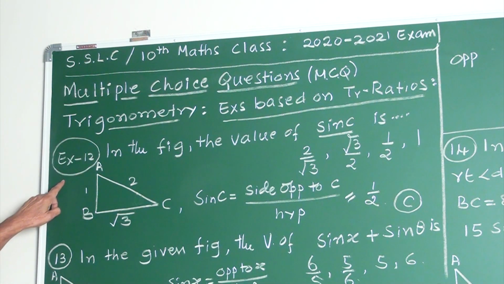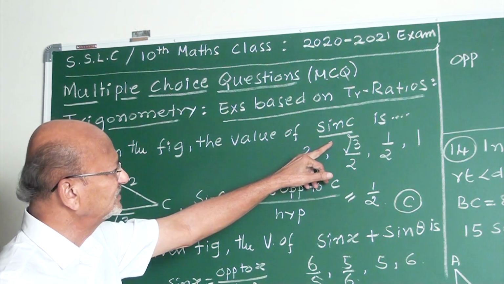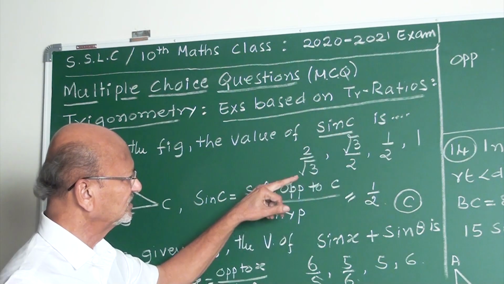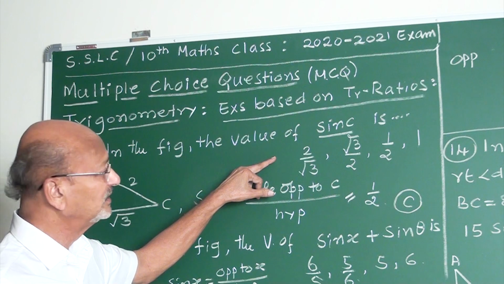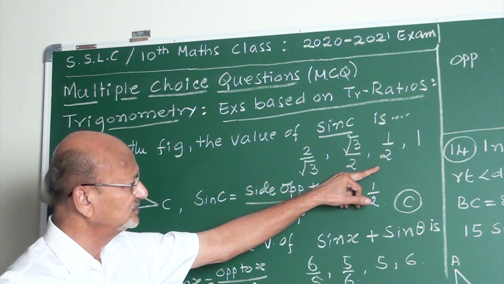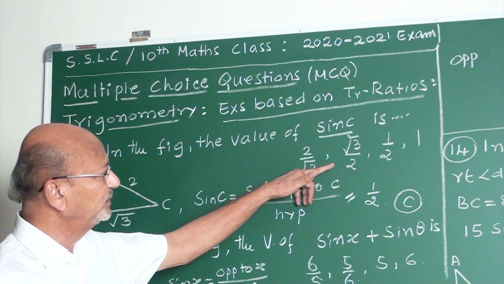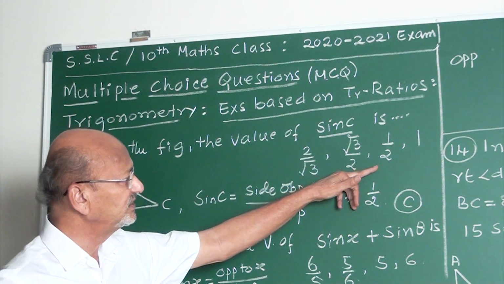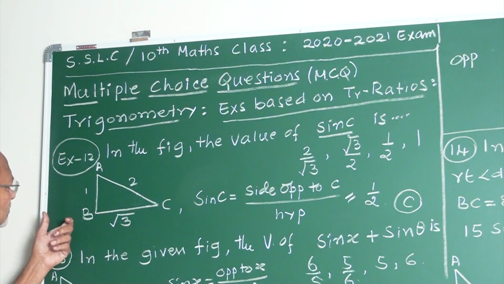Example 12. In the figure, the value of sin C is dash. These are the options. First option A, I have not written that. A, B, C, D. Understood? First is A, second is B, third is C, fourth is D. A, 2 by root 3. B, root 3 by 2. C, 1 by 2. D is 1. This is the figure, my friends.